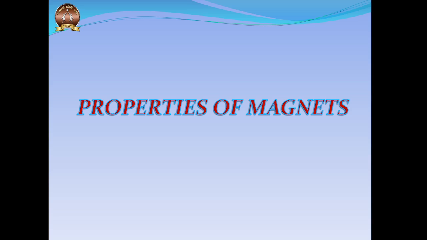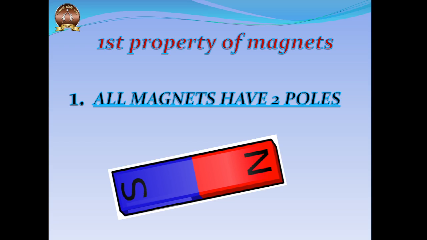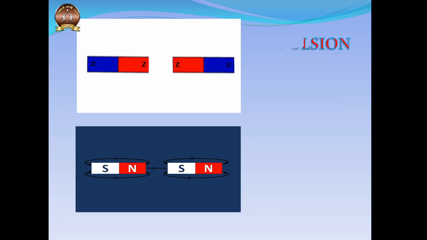Let's take a look at the properties of magnets. The first property of magnets that we're going to look at is something that you're already familiar with. That is that all magnets have two poles. You must have noticed that magnets can attract other magnets using one end and then push away or repel another magnet using the other end. That is because they have two distinct poles, the North Pole and the South Pole.